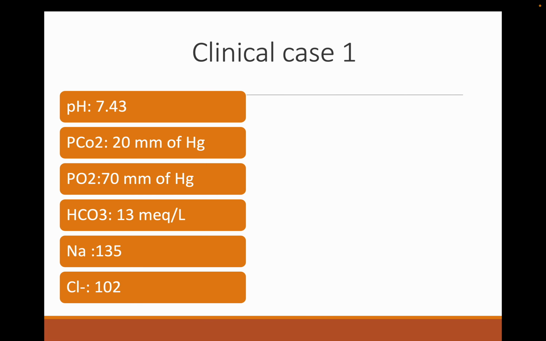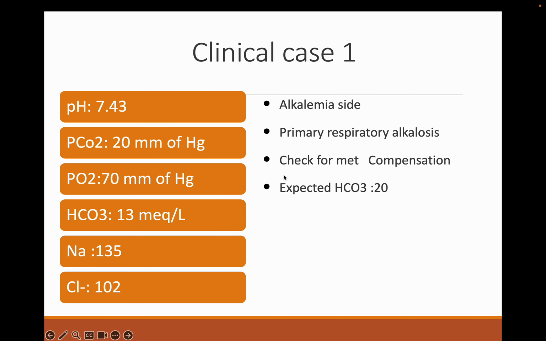So from this, pH is 7.43, bicarbonate is low, so there is definitely some metabolic acidosis. The ABG is not normal, because the pH of 7.43 is on the alkalemic side. PCO2 is 20, PO2 is 70. So the primary pathology is alkalemia. What is the cause of the alkalemia? Bicarb is low, which is an acidotic state. PCO2 is 20, so the primary disorder is respiratory alkalosis. So check for metabolic compensation. Expected bicarb is 20, because here the bicarb is 20.